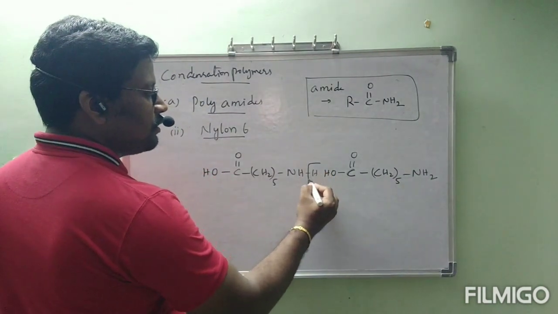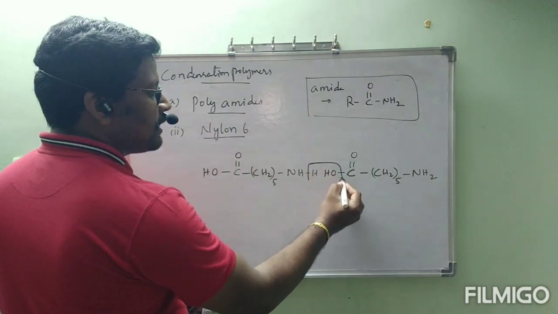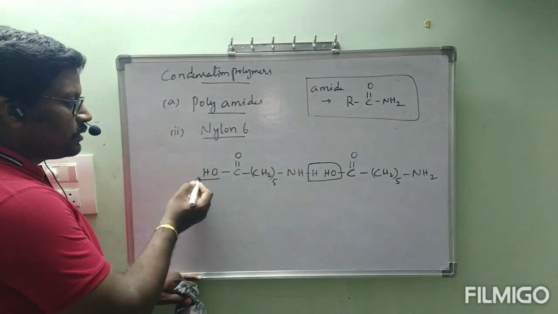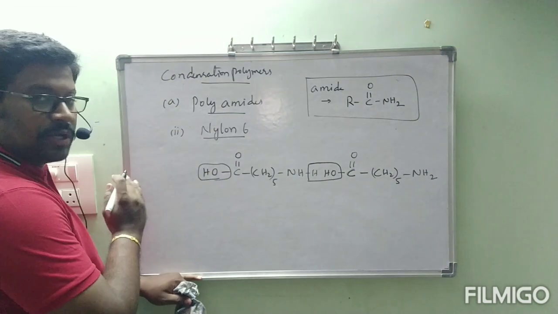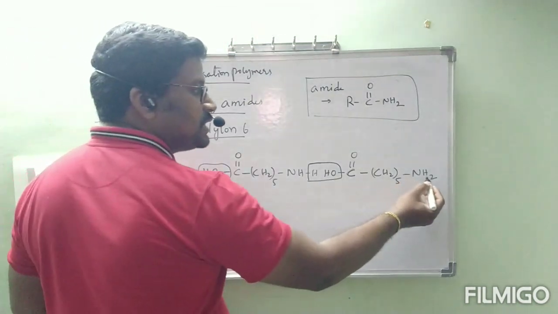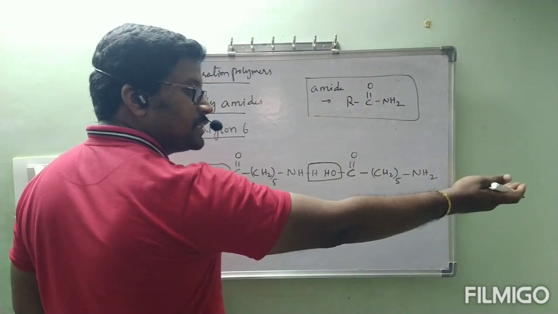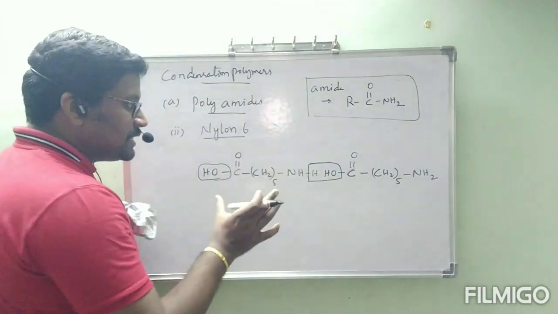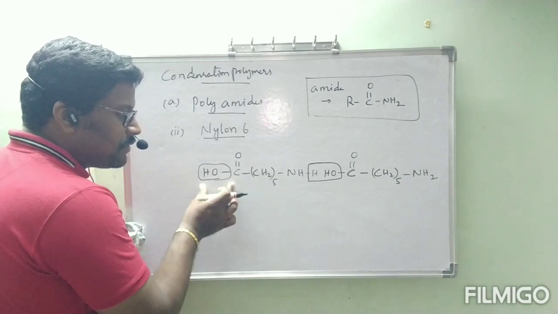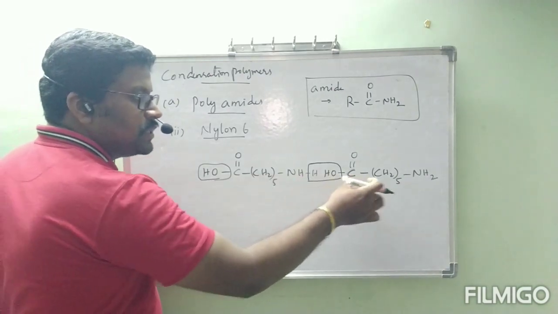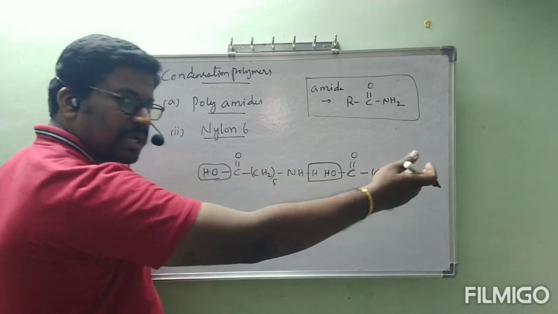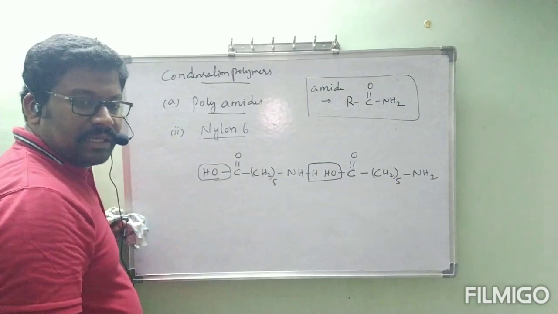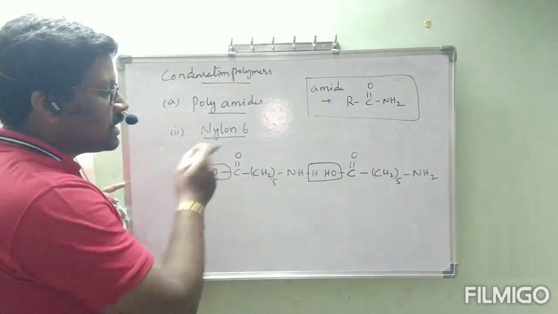H of this one caproic acid and OH of another caproic acid will be removed as water. Next, this OH and H of another caproic acid will be removed as water. This H and OH of another caproic acid, COOH present in caproic acid, will be removed as water. Like that it will be continued. It is arranged as COOH CH2 5 NH2, COOH CH2 5 NH2, next COOH CH2 5 NH2. Keep on going on the left side and right side to form a big chain compound that is called nylon 6.